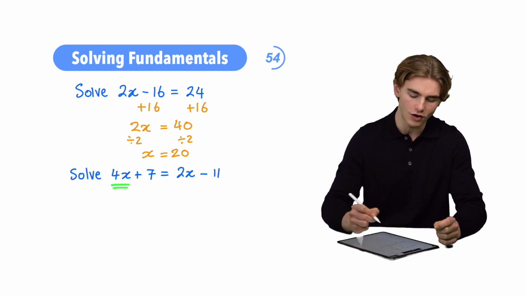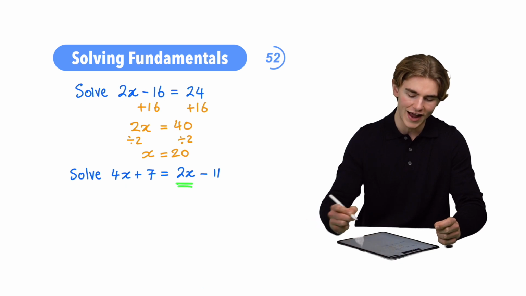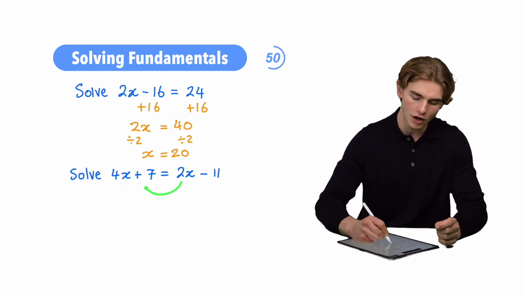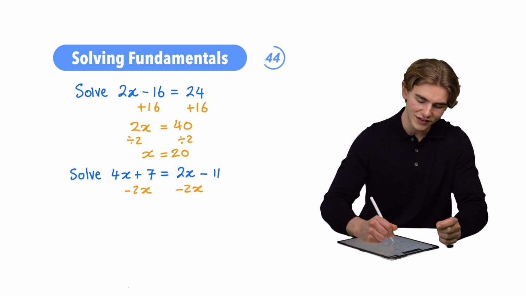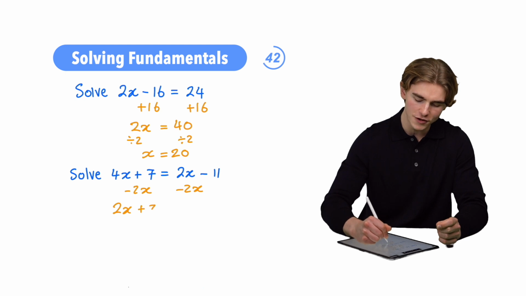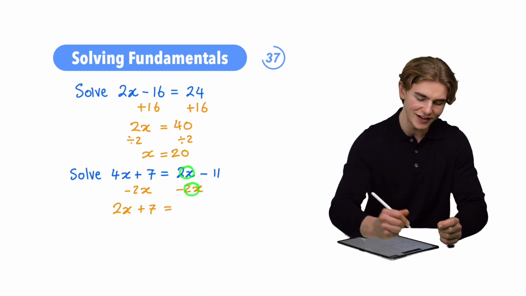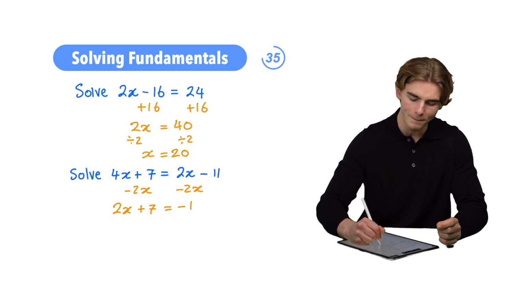So we have a 4x on the left-hand side and a 2x on the right-hand side. We're going to move this 2x over to the other side by subtracting 2x from both sides. Minus 2x, minus 2x. We're going to get on the left-hand side 2x plus 7. And on the right-hand side, that plus 2x and that minus 2x are going to cancel each other out, and we're just going to be left with minus 11.